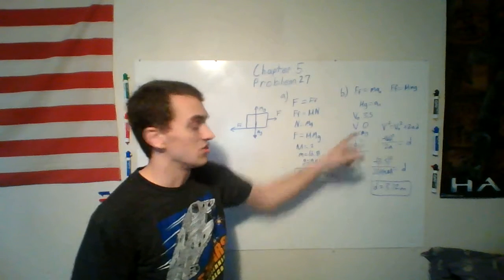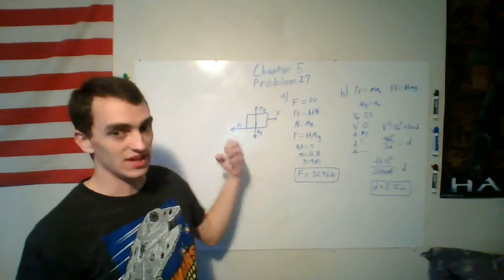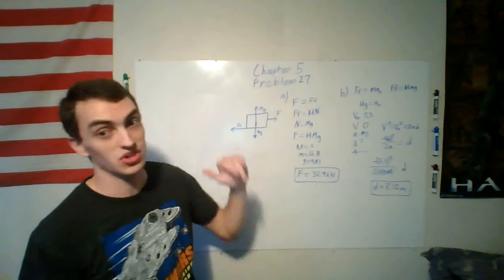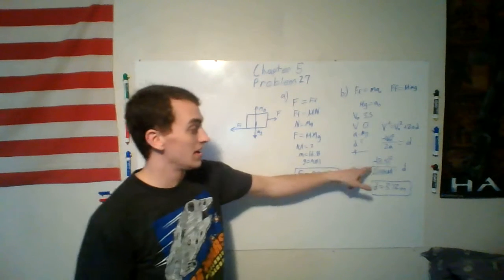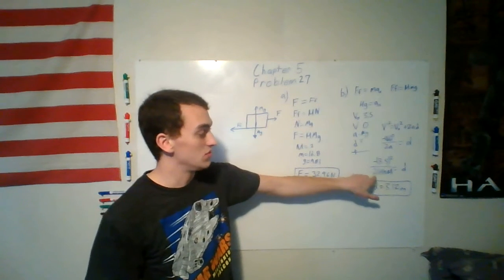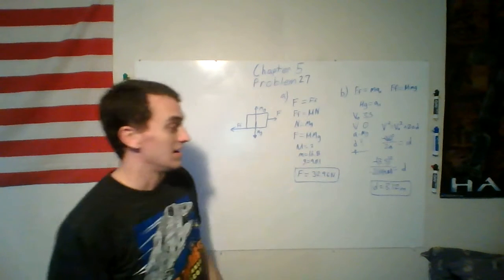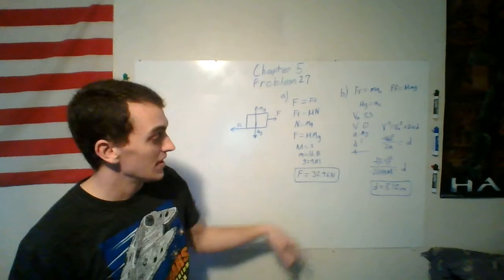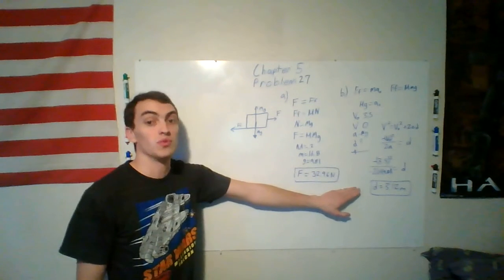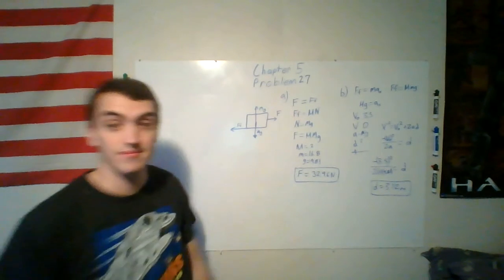Rearrange it algebraically, so negative v naught squared, the negative's outside of the square, divided by 2a is going to equal d. So negative 3.5 squared over negative 2 times 0.2 times 9.81 will equal our distance. The negatives cancel out, and the box will slide 3.12 meters before coming to a stop.